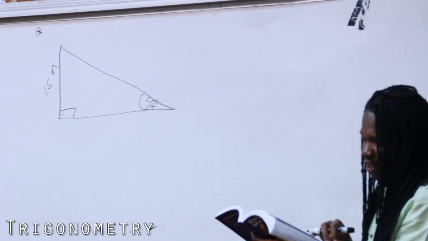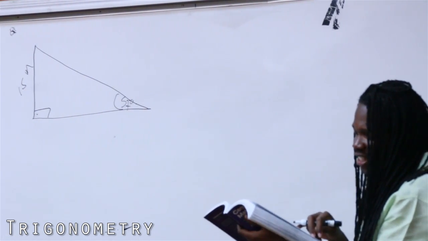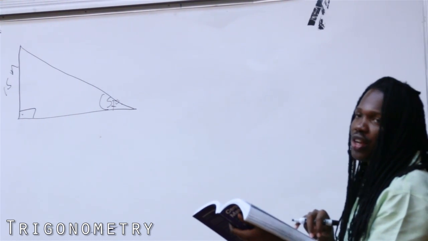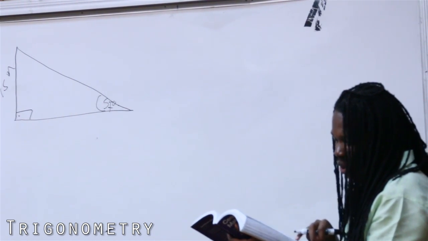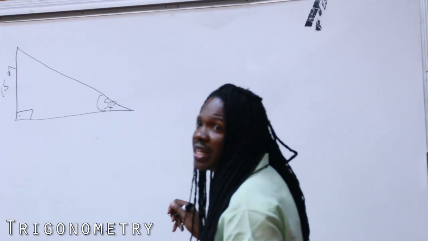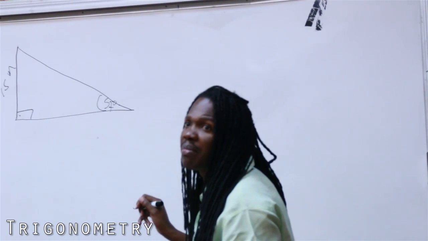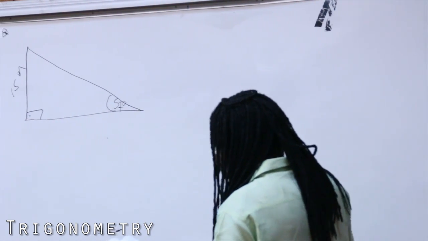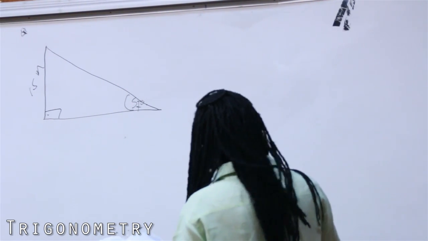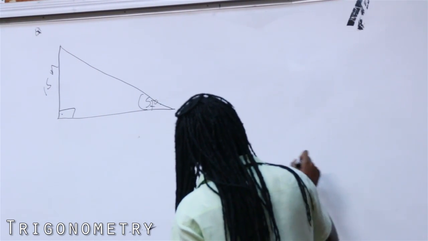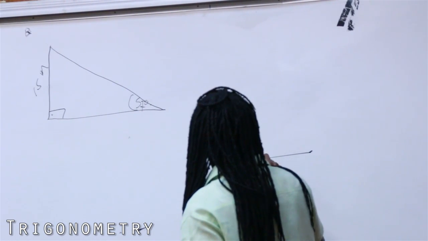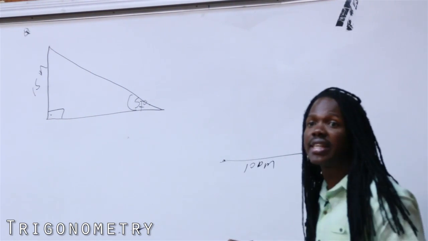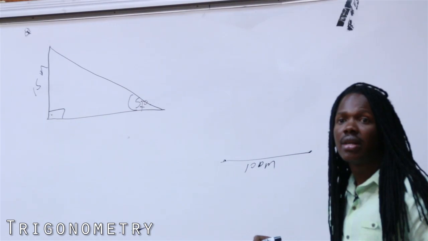To find the height of a tower, a surveyor sets up a theodolite 100 meters from the base of the tower. So he set up something 100 meters from the base, which means that the man is going to set up right here, and the base is right here, and this is 100 meters.